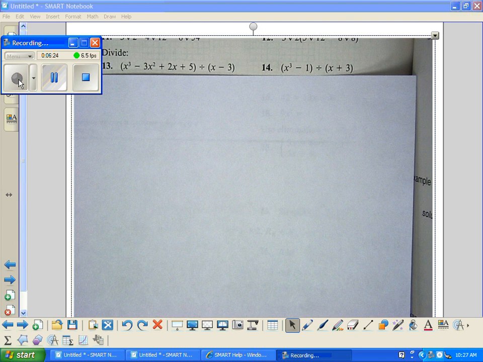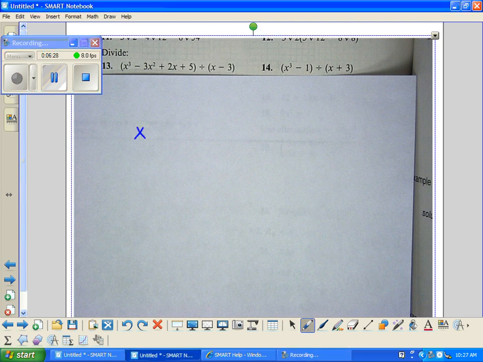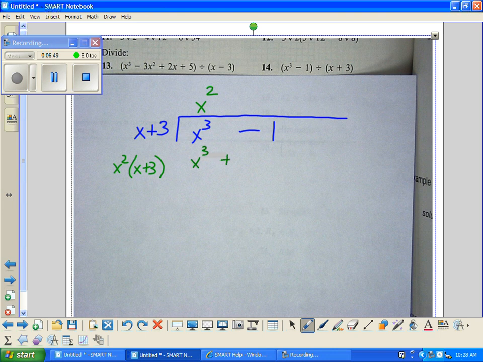On problem 14, we have to set it up again and make sure it's in descending power. I'm going to leave some space. And it works the same. So we say, what times x gives you x cubed? And it's x squared again. Green this time. x squared times x plus 3. When I distribute this, I get x cubed plus 3x squared.